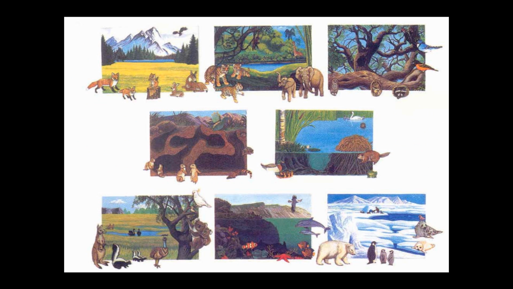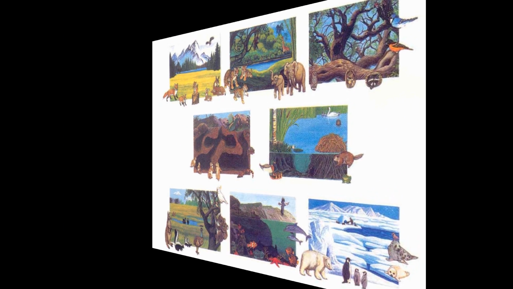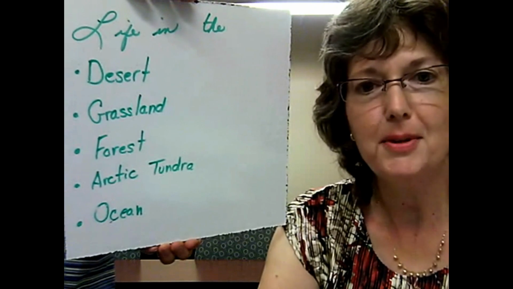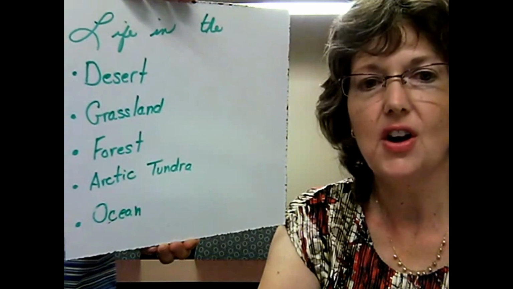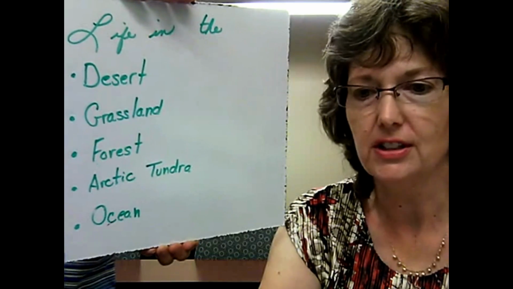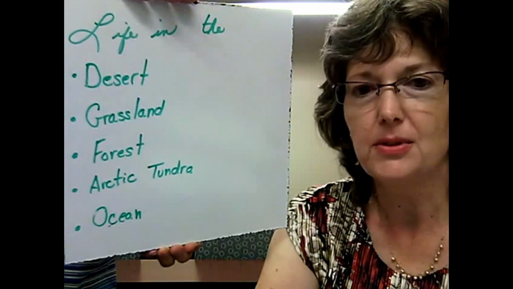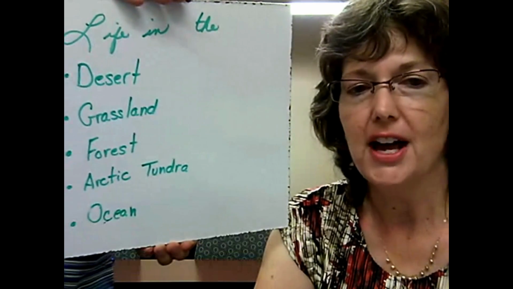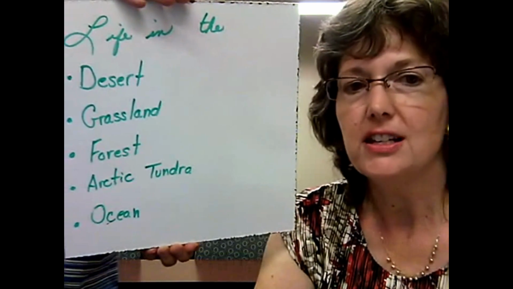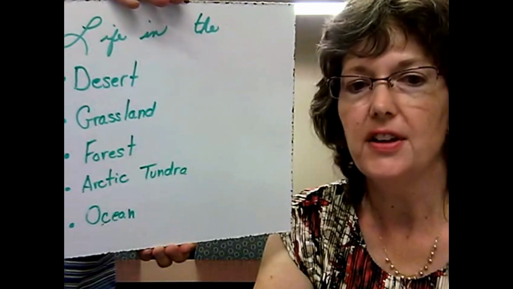And then we are going to move on to the 5 habitats: life in the desert, grassland, forest, Arctic tundra, and ocean. We will be learning about the animals, their surroundings, their environment, how they survive, their adaptations, and what they need to live in each of those 5 areas.